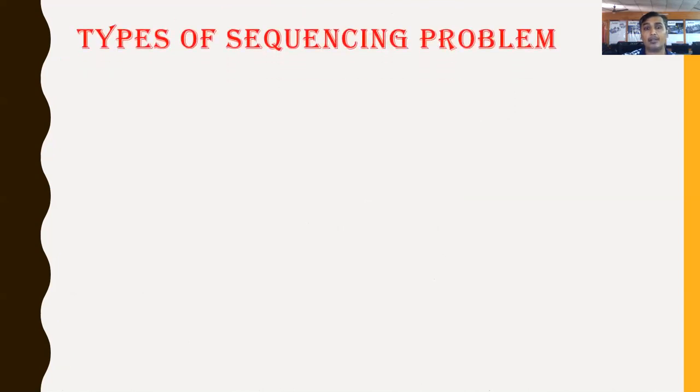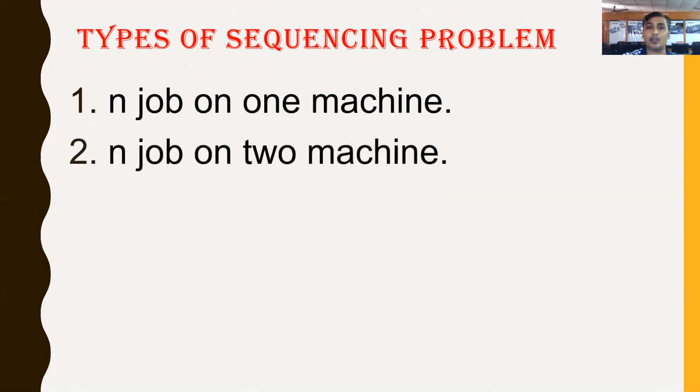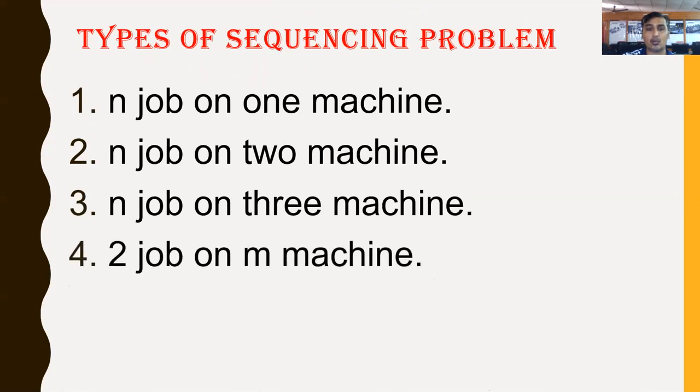Now, we discuss the types of sequencing problem. There are 4 types in a sequencing problem. The first is N job 1 machine, then N job 2 machine, N job 3 machine, and the last, 2 job on M machine. In a previous video, we discussed N job 1 machine by using the SPT rule. Today we discuss N job 2 machine. In N job 2 machine, we have to use the Johnson algorithm.